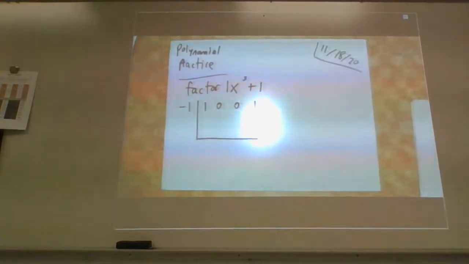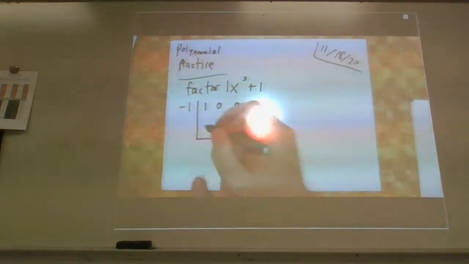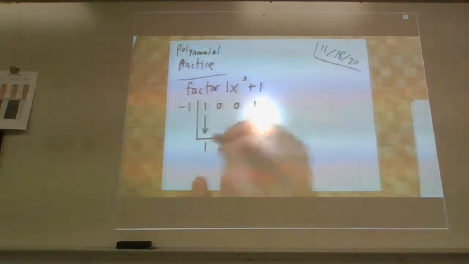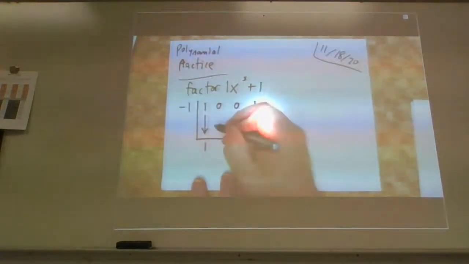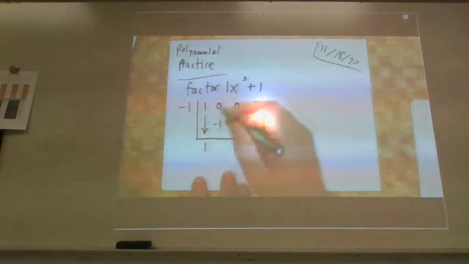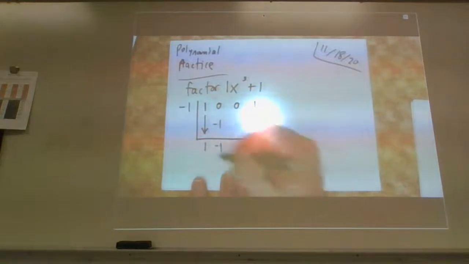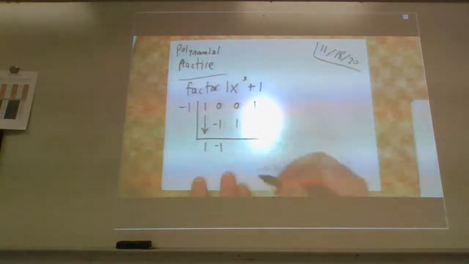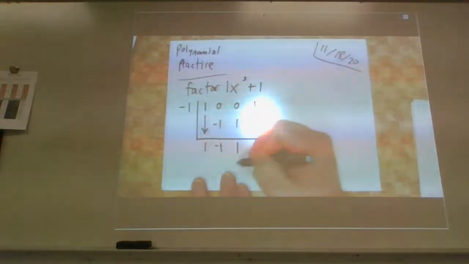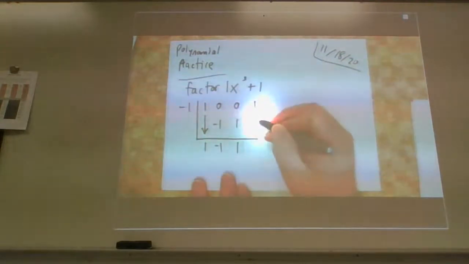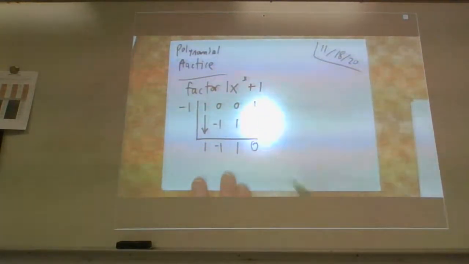Then I would continue with synthetic the way that we have been taught last week and this week to do. 1 plus nothing is 1. Then I would multiply. Then I would add vertically. Then I would multiply. Then I would add vertically. Then I would multiply. Then I would add vertically.